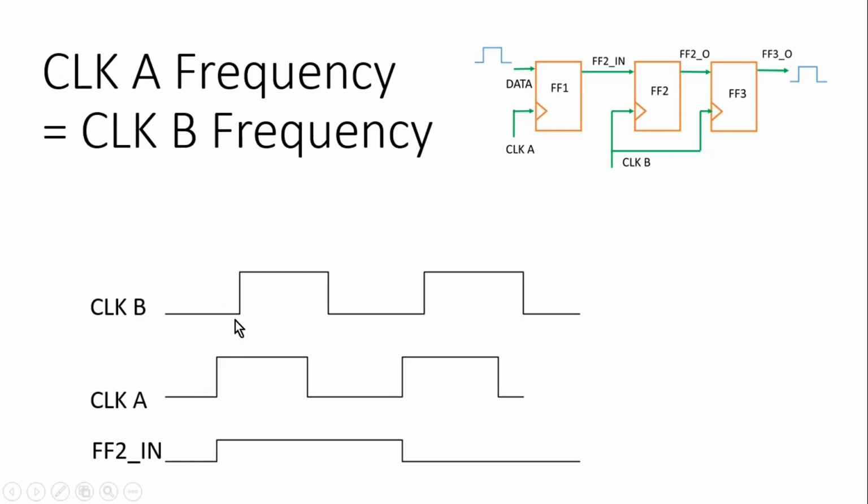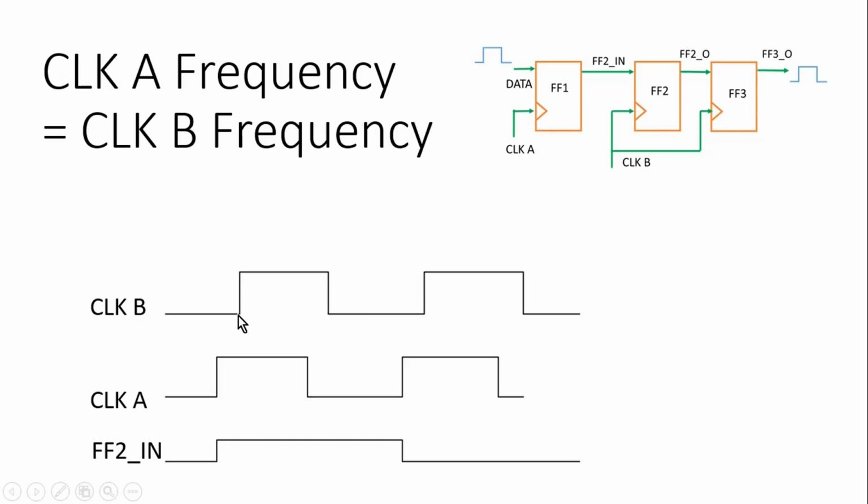Similarly, on the next edge, there are two possibilities. Either this FF2_in will not be sampled by flip-flop 2, or again it will create a metastable state by violating the setup and hold window of flip-flop 2. In both scenarios, the output of flip-flop 2 will be incorrect. So it's not possible to sample FF2_in at this first edge or at the second edge, and the output of flip-flop 2 can either be in a metastable state or in an incorrect state.